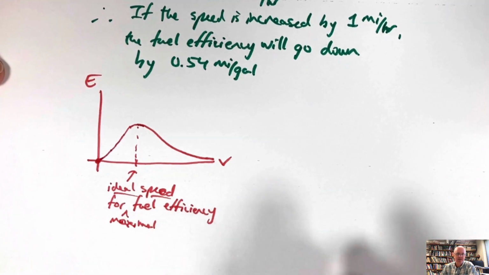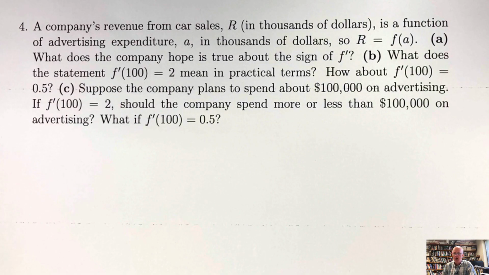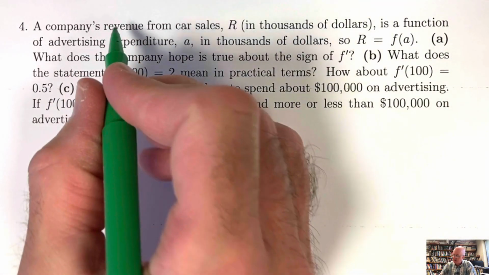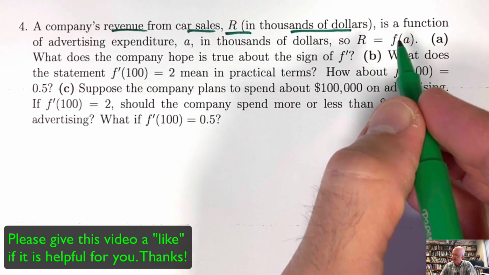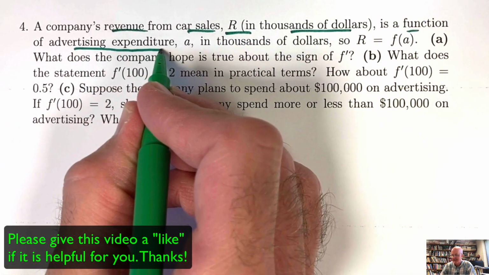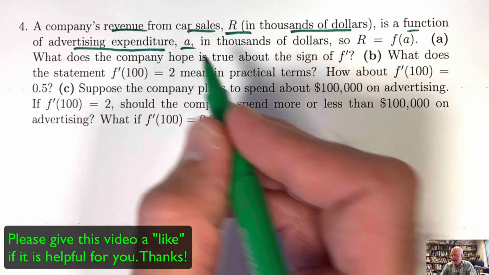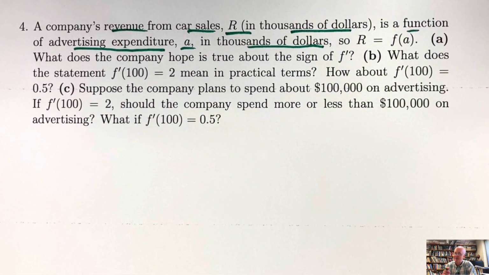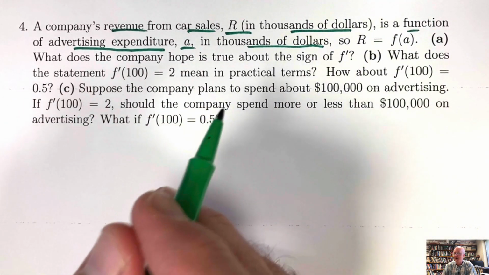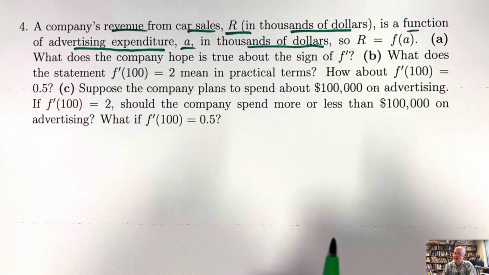And this is what happens in reality. Our last problem is about revenue from car sales, capital R in thousands of dollars, as a function of advertising expenditure A in thousands of dollars. So this is confusing here because the units of both R and A are thousands of dollars.